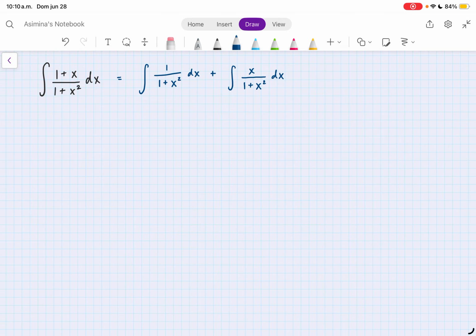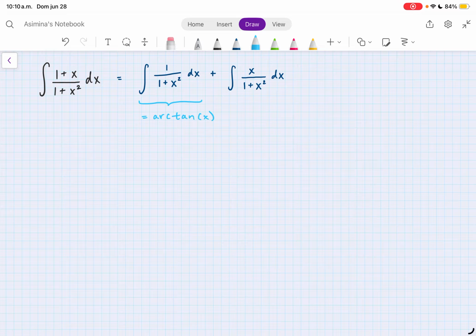Okay, so what do we notice? Well, the integral of 1 over 1 plus x squared dx is equal to arctan of x. Now, what about the second integral? Well, we're going to need to do some work for the second integral, but the u-substitution that we tried to do for our original integral will work here.